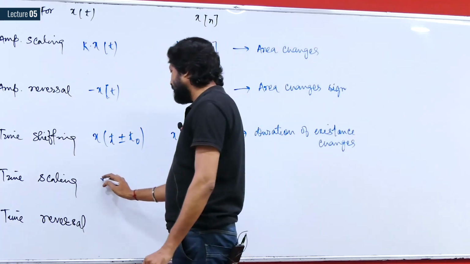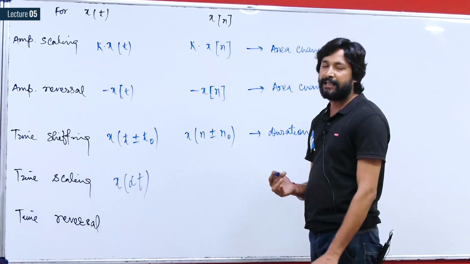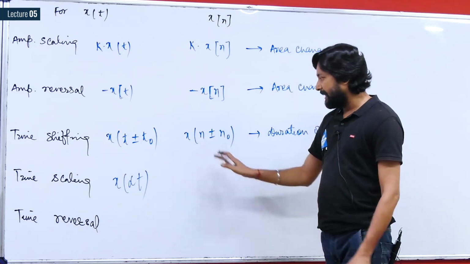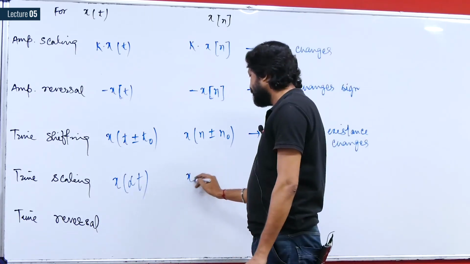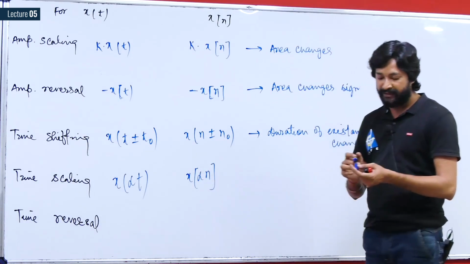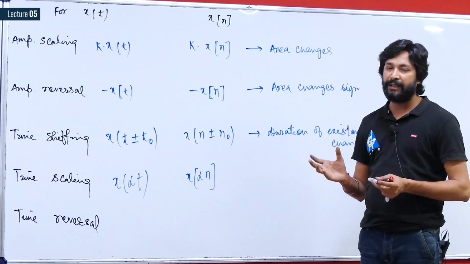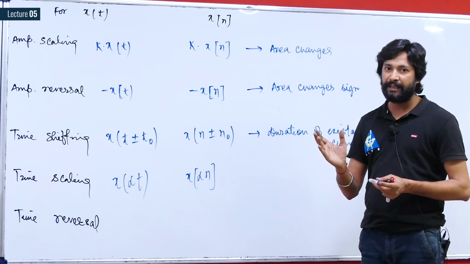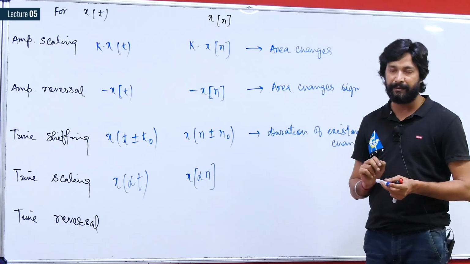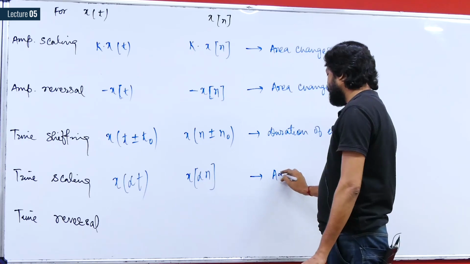In case of time scaling, you will have to find x of alpha t, where alpha can be greater than or less than 1, and depending on the values of alpha, compression or expansion of the signal will take place. In case of a discrete time signal, you write x of alpha n, and here we define the cases of decimation and interpolation. If you have to decimate, then skip alpha minus 1 samples. If you have to interpolate, then alpha is 1 upon k and you will have to append k minus 1 values in between each two sample values of x of n. So in these two cases, area changes.